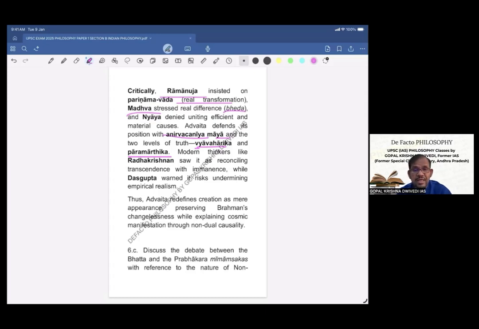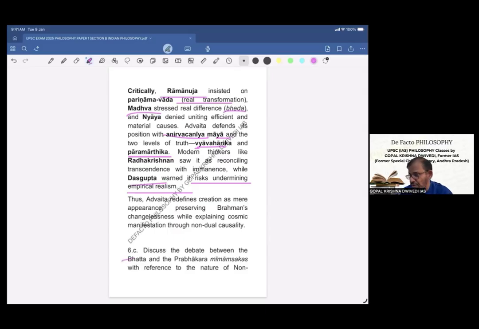Modern thinkers like Radhakrishnan saw it as reconciling transcendence with immanence, while Dasgupta warned it risks undermining empirical realism. Thus, Advaita redefines creation as mere appearance, preserving Brahma's changelessness while explaining cosmic manifestations through non-dual causality.